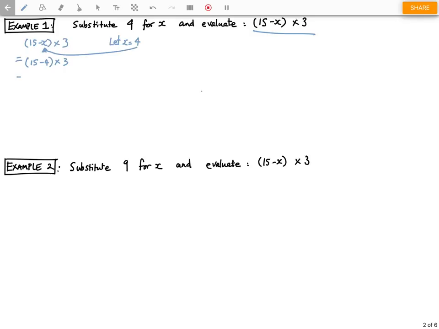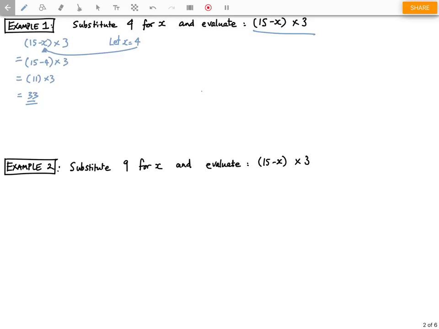Now do the order of operations. 15 minus 4 is 11 times 3. So 11 times 3 is 33. And we double underline the answer.